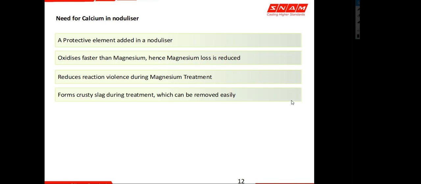The dross or the slag which is formed by calcium is easily removable. The wettability between the slag and the liquid metal is lesser, such that you can easily remove the slag or dross formed due to excess calcium with less effort. Calcium also to some extent helps in nucleation and graphite precipitation. Calcium is not a strong nucleating element, but it is a supporting element. As it supports in nodularization, it supports in the nucleation front also.